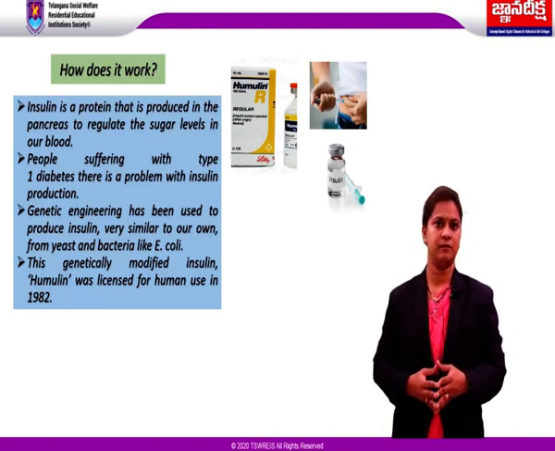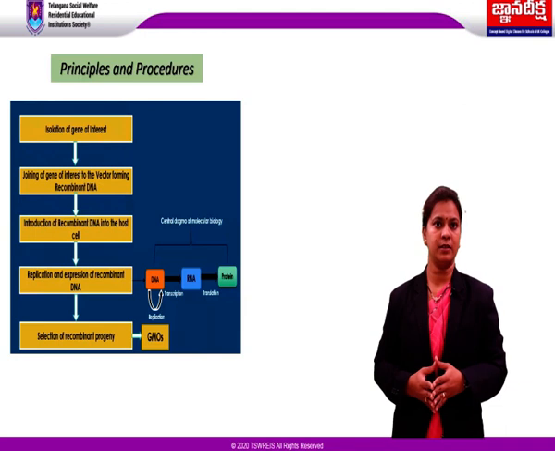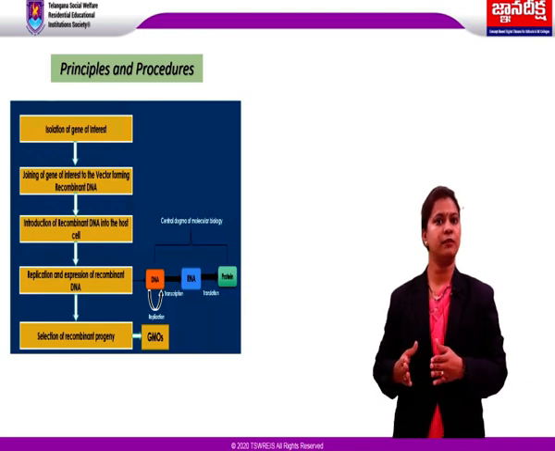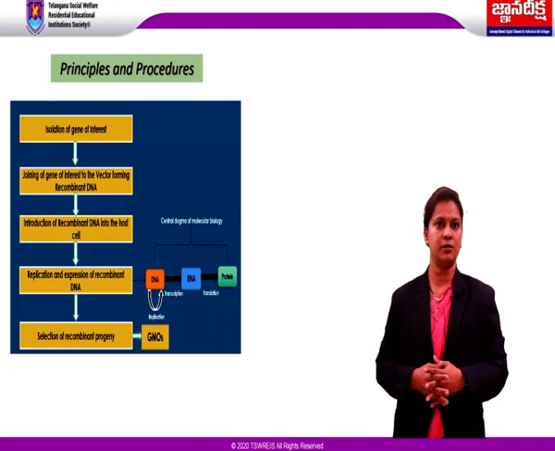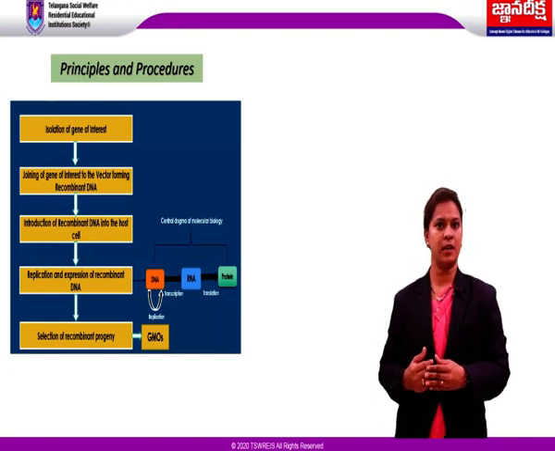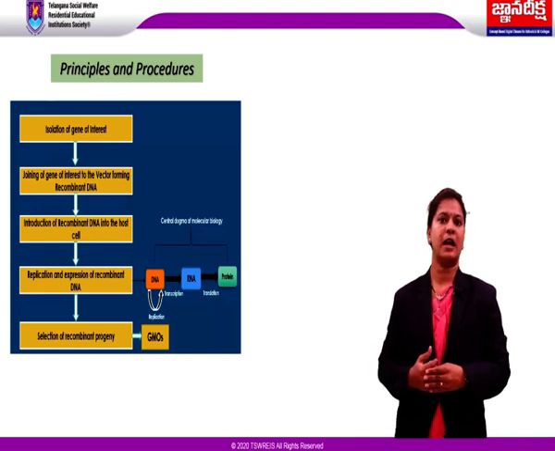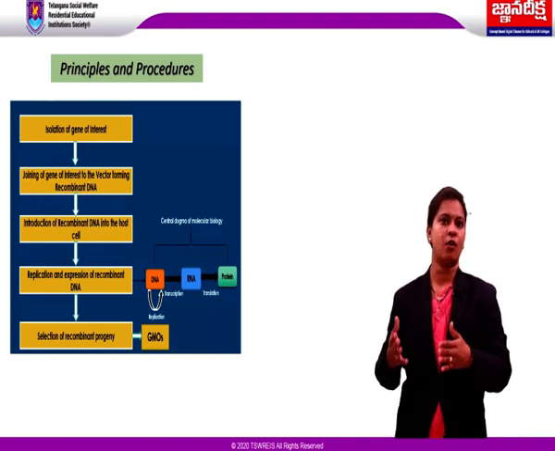Coming to the principle, there are 5 steps. Starting with the first one, isolation of the gene of interest, joining of the gene of interest to a vector, forming a recombinant DNA molecule, introduction of recombinant DNA into the host cell, replication and expression of recombinant DNA, and finally selection of recombinant progeny called genetically modified organisms.